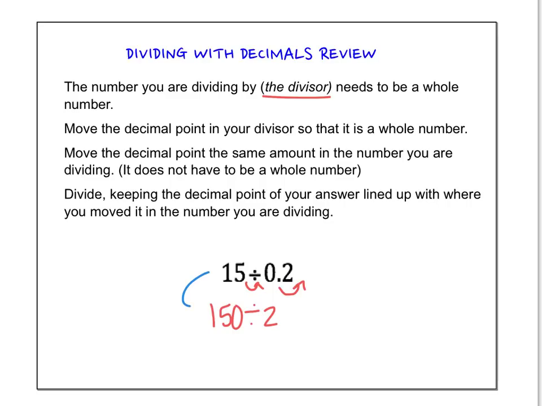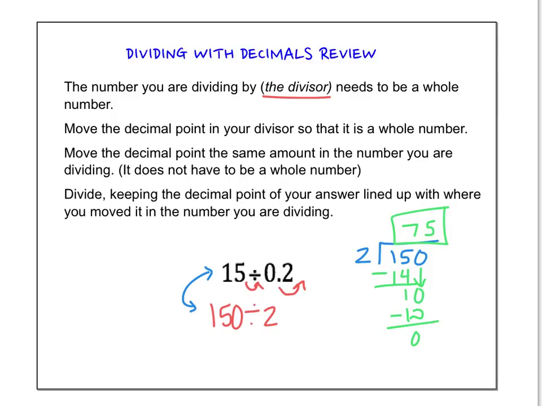Mathematically, these two problems have the same value. 15 divided by 0.2 is the same as 150 divided by 2. So when I go to solve, I'm only thinking of 150 divided by 2. 2 goes into 15 7 times, with 1 left over, and 2 goes into 10 5 times, with none left over. So I know that my final answer here is 75.